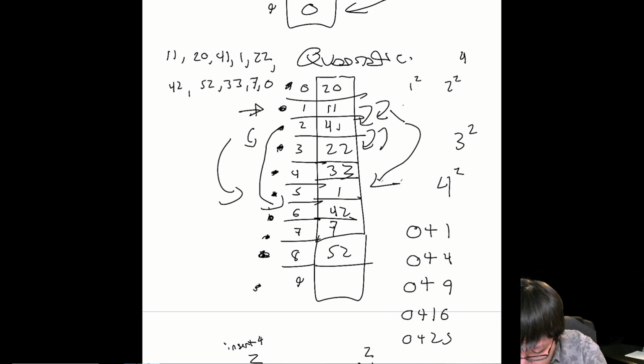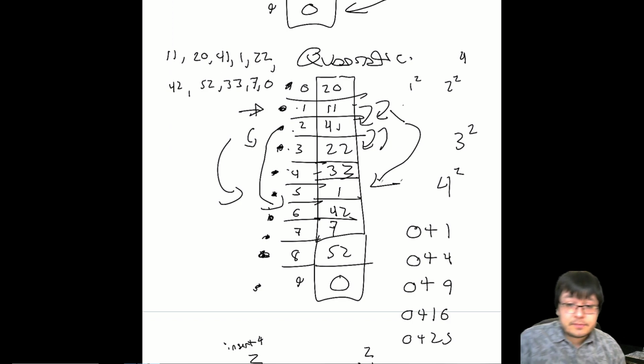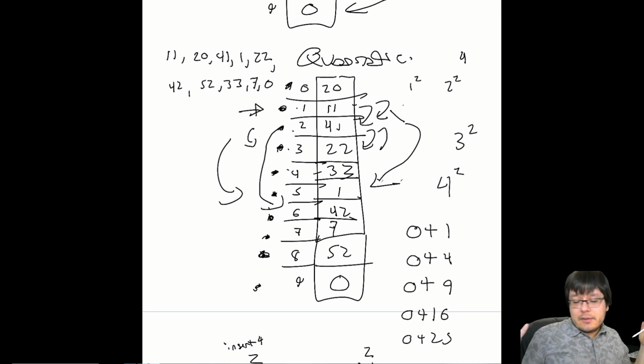Let's try them all. So spot 1 is busy. Spot 4, so 1, 2, 3, 4. So spot 4 is busy as well. Spot 9 is not busy, so yay. We're done. See? To all of you that said, oh, with quadratic probing, we can't get this thing in here. Fake news.